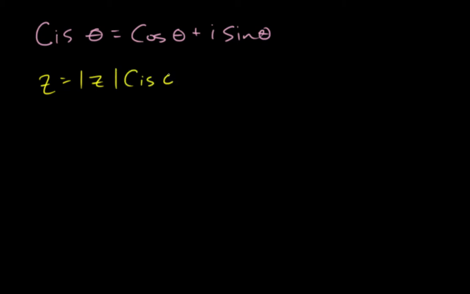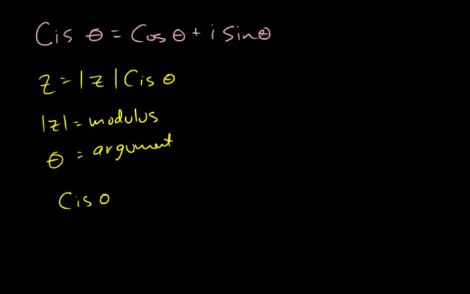This is a definition that you'll need to understand things throughout the book. A complex number z has polar form that looks like that, where that is the modulus and theta is the argument, and therefore we have this.